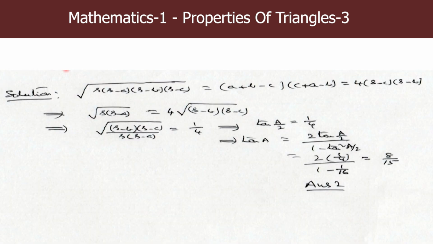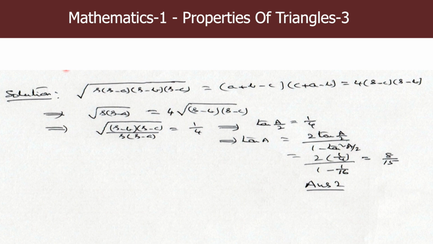Now you know that in any triangle ABC, Hero's formula gives delta equal to square root of s into s minus a into s minus b into s minus c. This is a square minus b minus c whole square is equal to delta, that is equal to a plus b minus c into c plus a minus b, because a plus b minus c is 2s minus 2c, and c plus a minus b is 2s minus 2b. So that is why 4 into s minus c into s minus b.